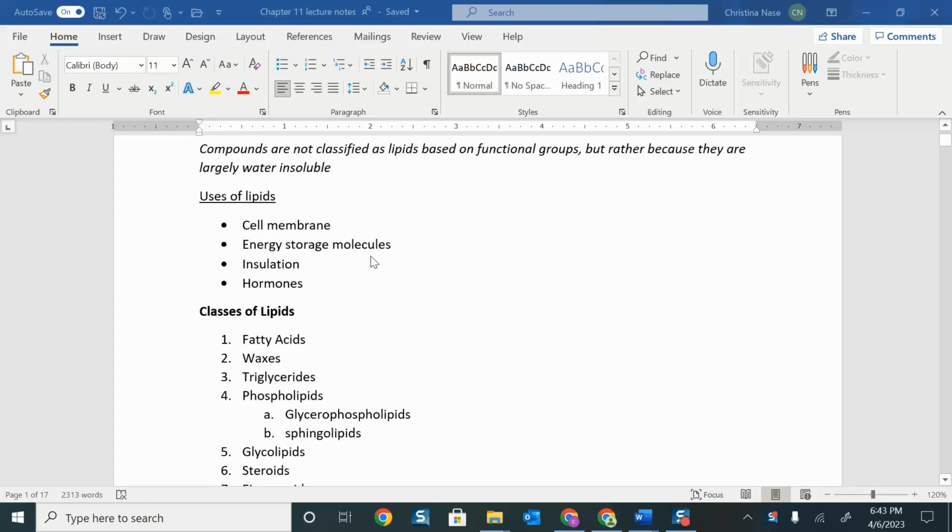These are some uses of lipids that we may have seen before. Cell membranes, you probably have seen that phospholipid bilayer. These can also be used as energy storage in molecules, insulation, hormones. So insulation is in your fats. We're going to look at fats.